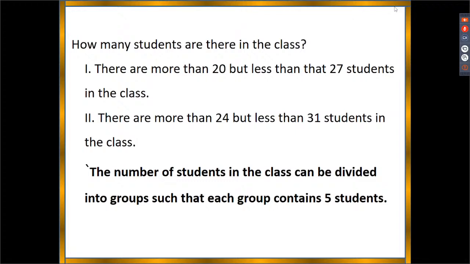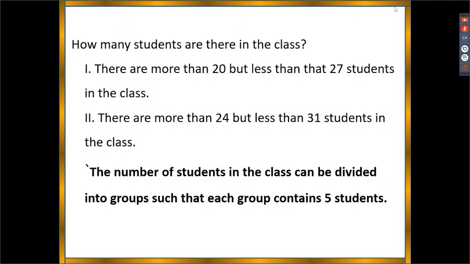Statement two: there are more than 24 but less than 31, which means it may be 25, 26, 27, 28, or 29. Not unique here, so statement two alone is not sufficient. Given the question, statement one alone is not sufficient, and statement two alone is not sufficient. But they have given the bold question data, the common data.